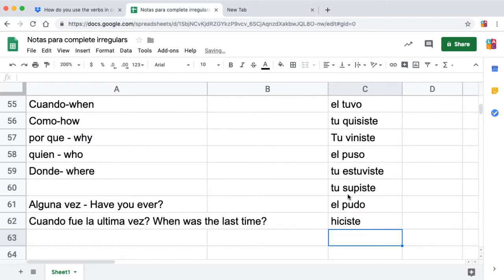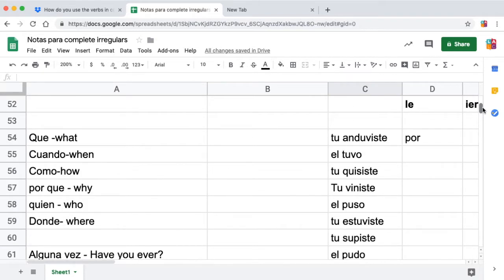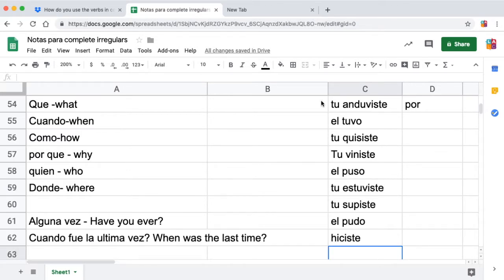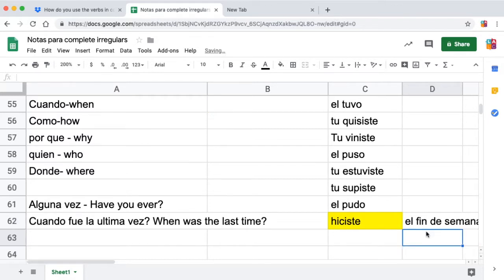Okay, so some examples of this. So let me work on this to help you how to use them. So por ejemplo, let's combine these guys. Que tú hiciste, remember how we saw that? Que hiciste, what did you do, right? El fin de semana pasado. What did you do el fin de semana pasado?